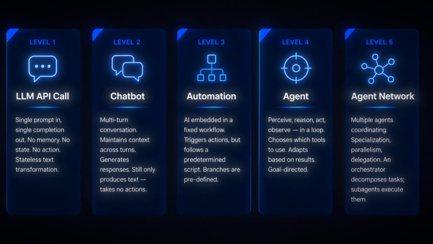So when someone tells you they built an agent, the only question that matters is, did you write the branches or does the model choose the path? That answer tells you everything. So that's the spectrum. 5 levels and one line that matters more than all the others. The jump from level 3 to level 4, from following a script to making a decision.